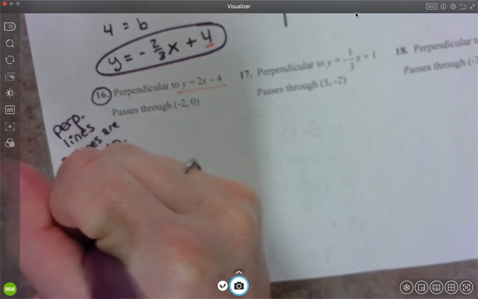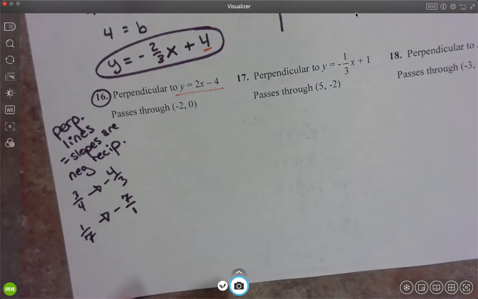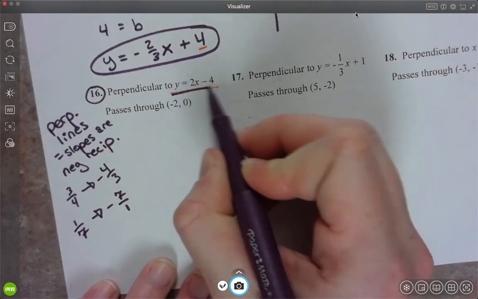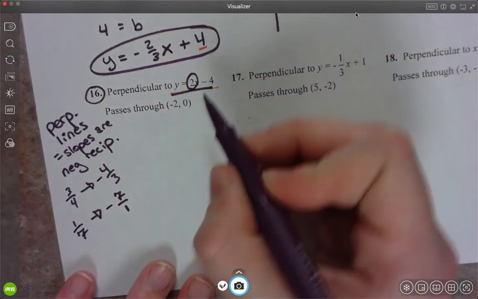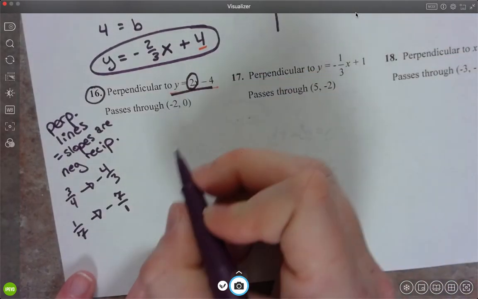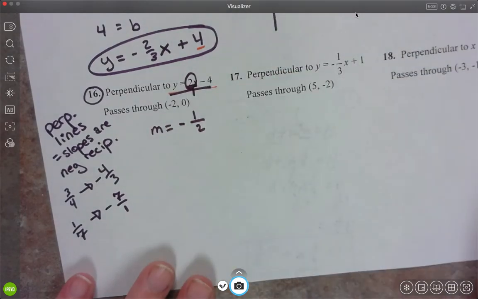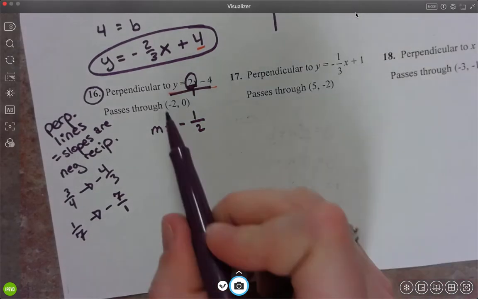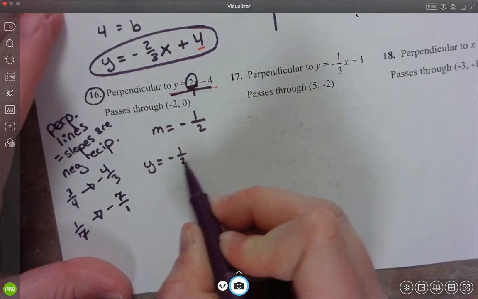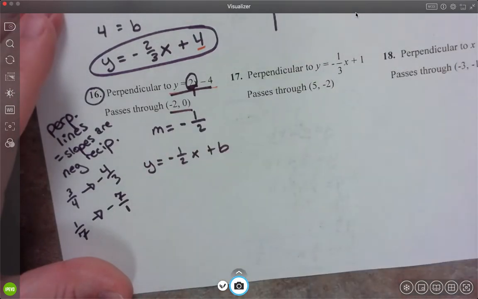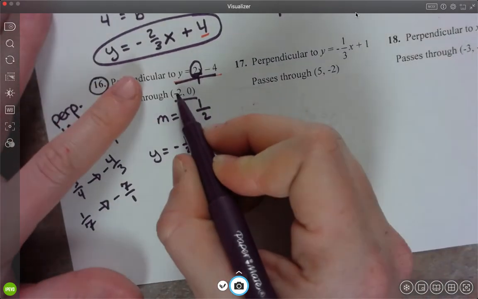1/7 would become negative 7/1, or just negative 7. Okay, so those are some examples. Now, this guy's slope right here in this equation is 2. And so what will the negative reciprocal of 2 be? The negative reciprocal is going to be negative 1/2. This is like 2/1, so to flip it, negative 1/2. Okay, and it passes through the point negative 2, 0. So I want to do y equals negative 1/2 x plus b, and I'm going to plug these in and solve for b. So negative 2 is my x, 0 is my y.